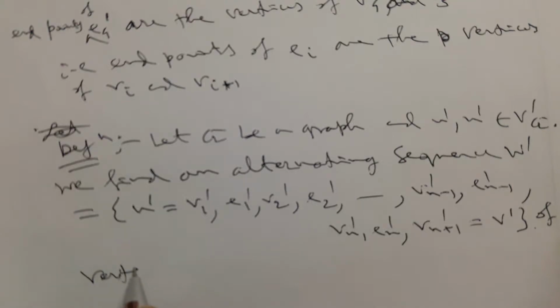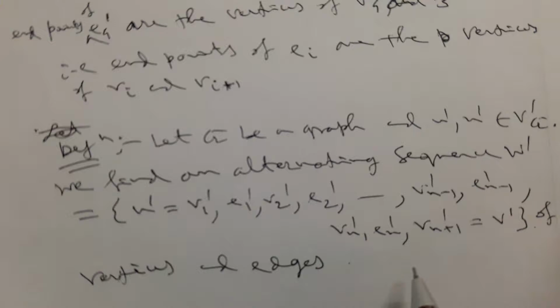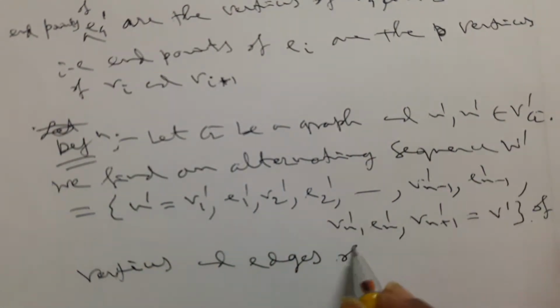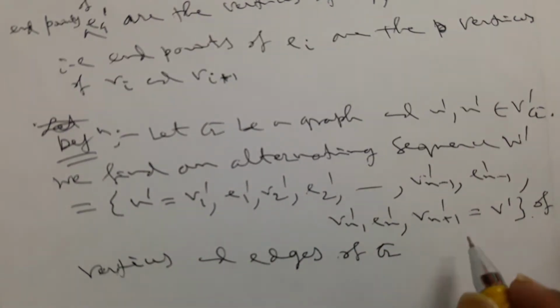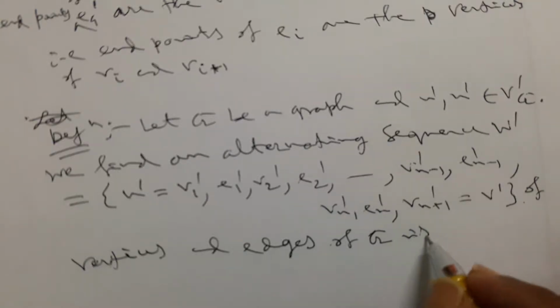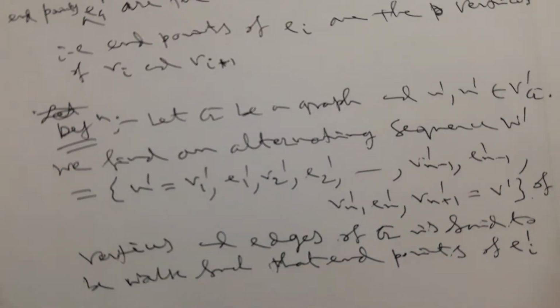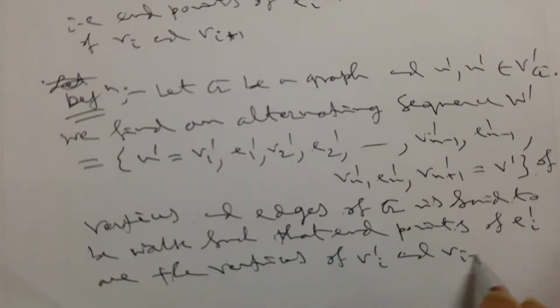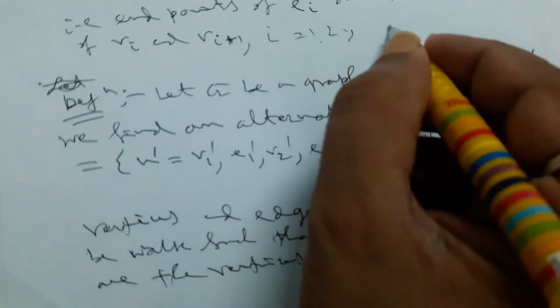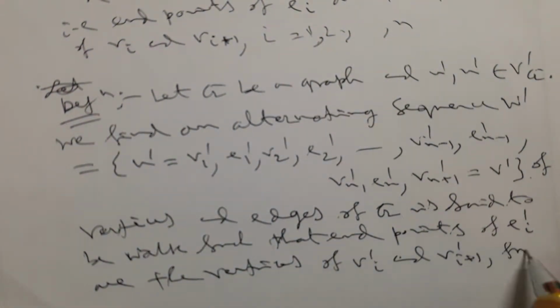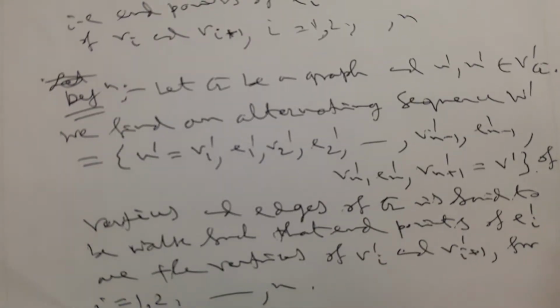That sequence of vertices and edges of G is said to be a walk such that the endpoints of Ei' are the vertices Vi' and Vi+1', for i equals 1 up to n. In this way we find the walks.